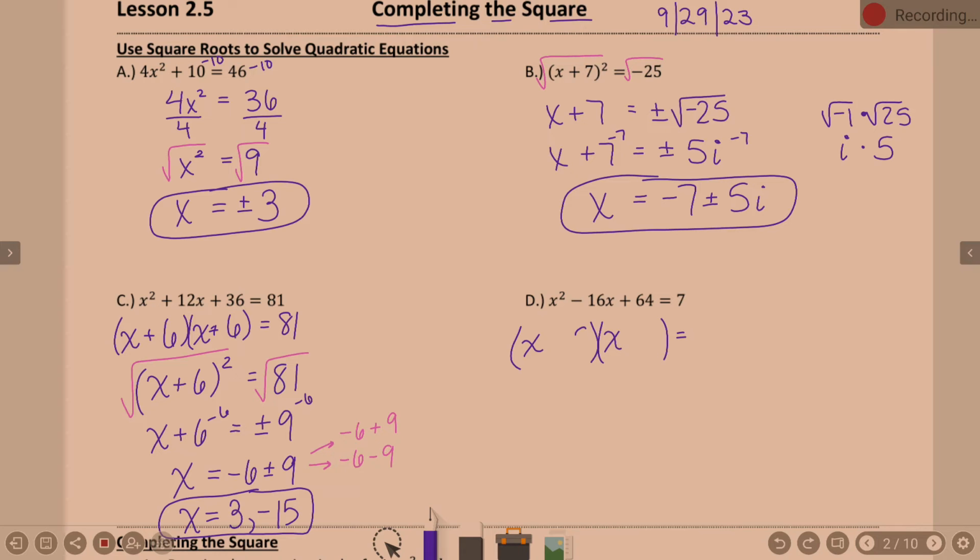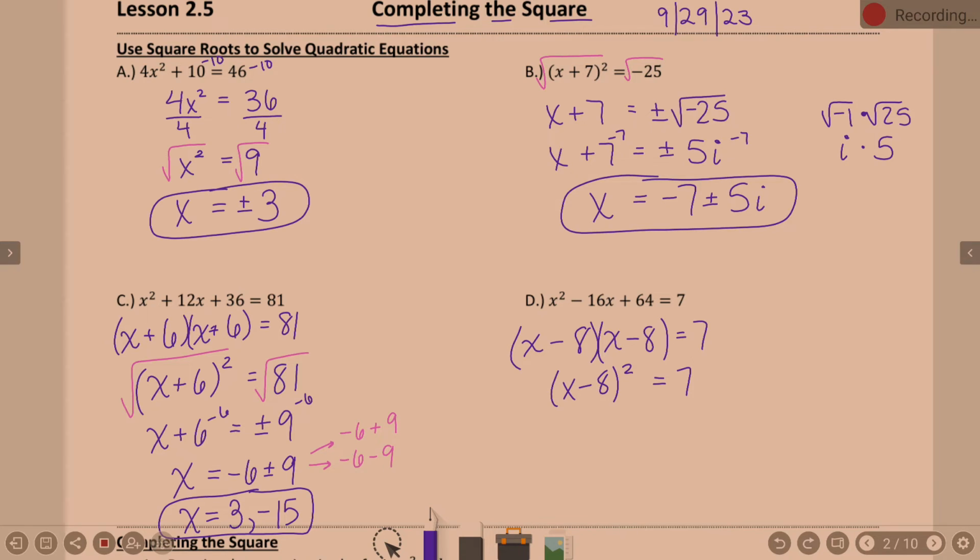It's 8 and 8, because they multiply to be a positive, same signs, and they add to be a negative. Now, I personally wrote that out as x minus 8 times x minus 8 because I'm teaching. Could you have just skipped ahead to the step x minus 8 squared equals 7? If you see that, if you're comfortable with that. If not, do what I just did. Okay, x minus 8 squared equals 7.